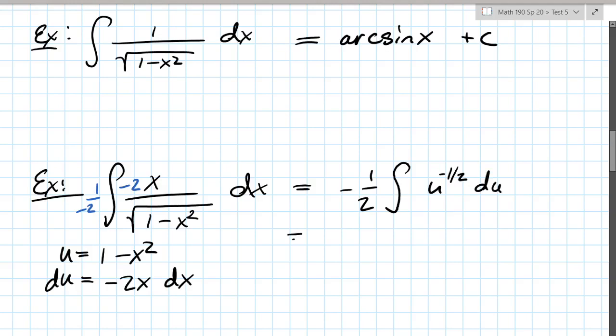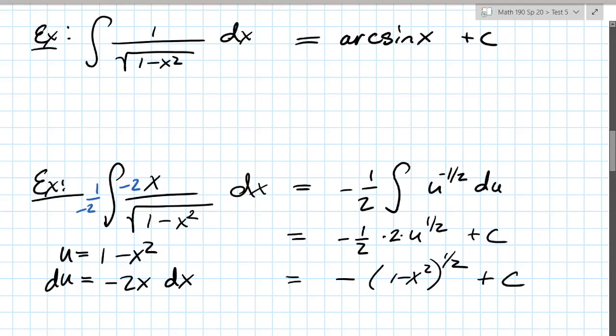Now it's just a power rule problem. The negative 1/2 carries down to the next step, times add 1 to the power, negative 1/2 plus 1 is positive 1/2, and multiply by 2, because that's the same as dividing by 1/2, plus a constant. Simplify and substitute back in terms of x. And you have negative quantity 1 minus x squared to the 1/2 power plus c.